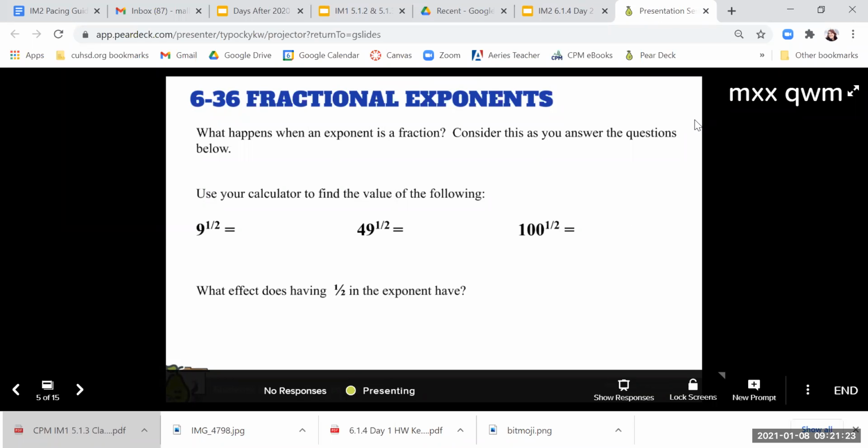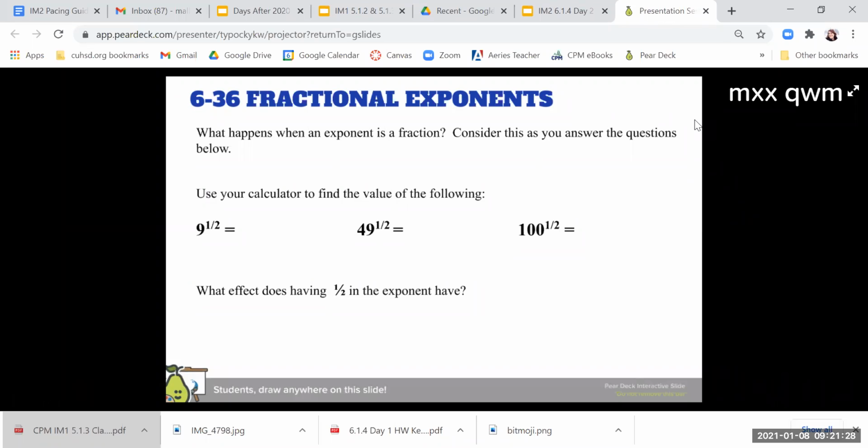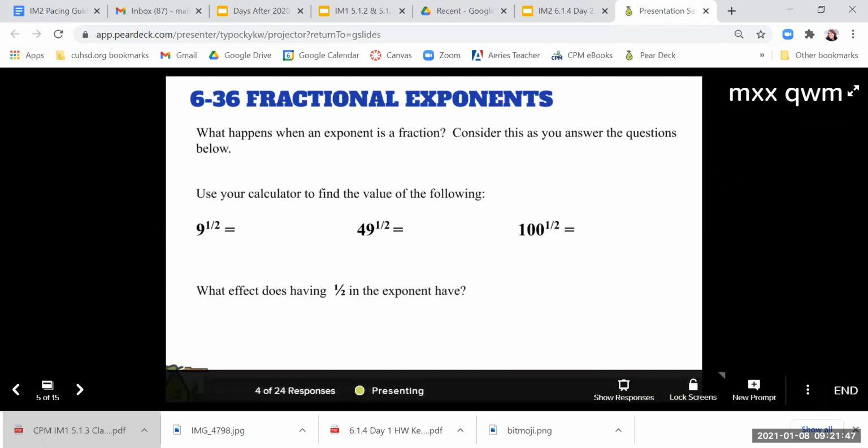Okay, so now we start with the lesson. What happens when an exponent is a fraction? Consider this as you answer the questions below. So you're going to use your calculator now to calculate the following three values: 9 to the 1/2, 49 to the 1/2, 100 to the 1/2, and look for a pattern and see if you can answer this question.